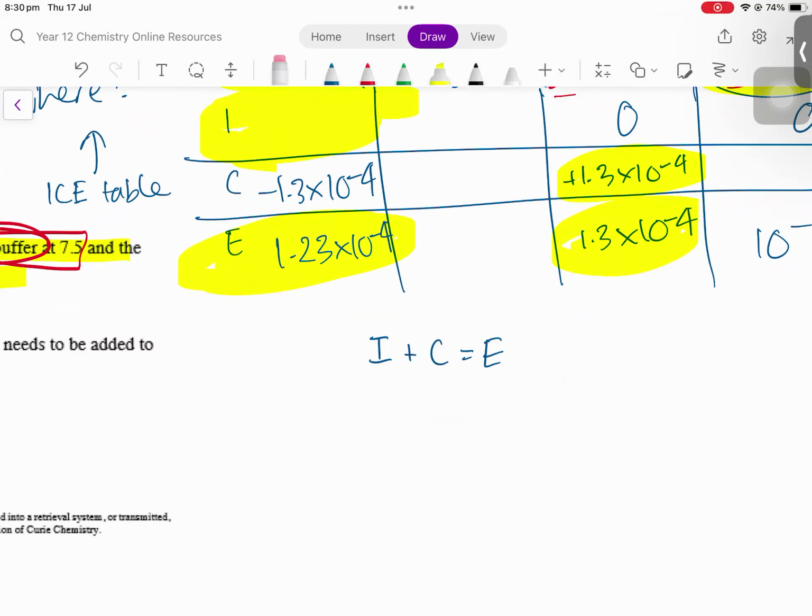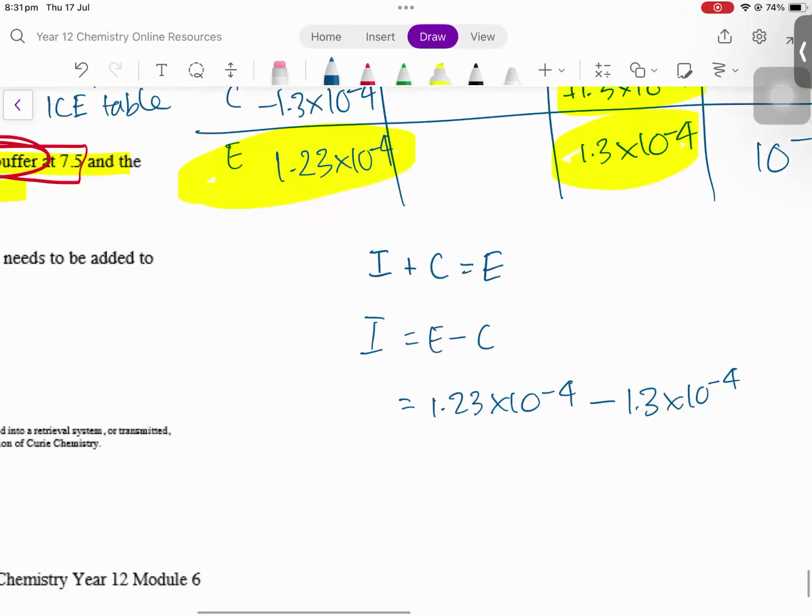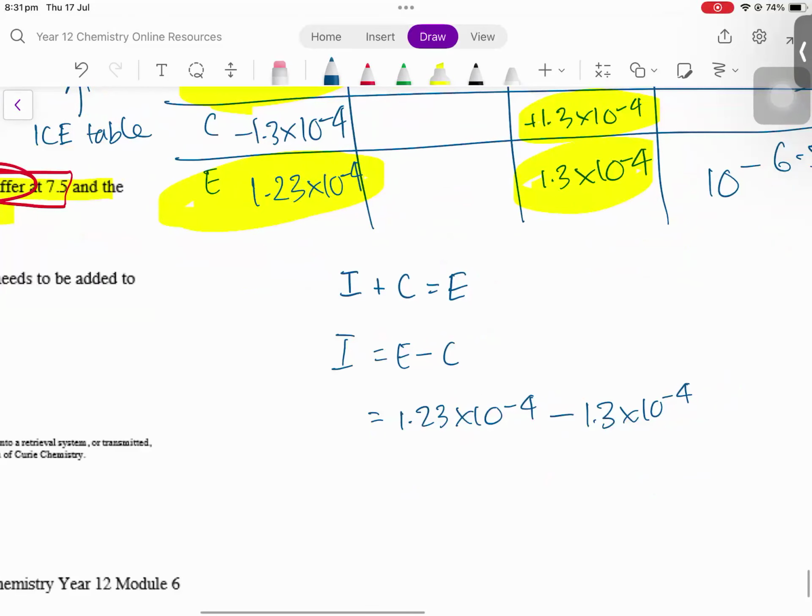The reason I'm careful with this equation is because you're used to doing I plus C, and then you just add them up. The reason I'm giving you the equation now is because we have to rearrange it. E minus C, okay? 1.23 by 10 to the minus 4 minus 1.3 by 10 to the minus 4. We haven't jotted down everything because there's too many decimals. You need to keep everything in your calculator. Oh, sorry. It's minus, and then the change is a negative. So you're subtracting C, but C is a negative value, so just be really careful. That's going to end up being a plus. So your I is going to be 2.53.